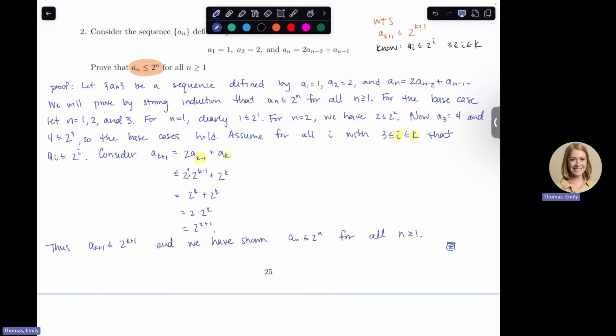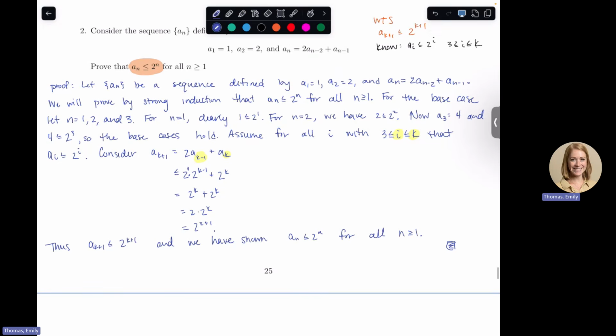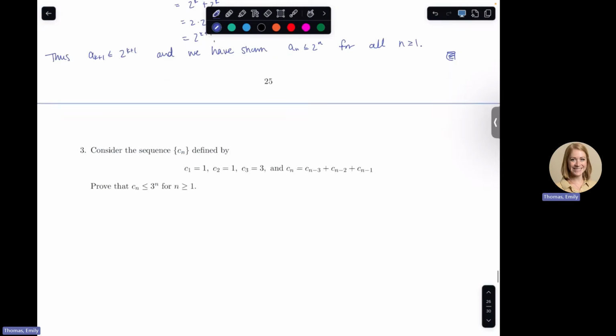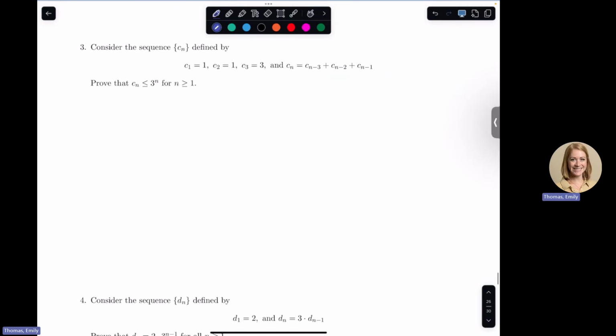What do we think? How are we doing? Good? Any questions? What if I give you a few minutes to think through this one? And then together, we will do it in a moment.